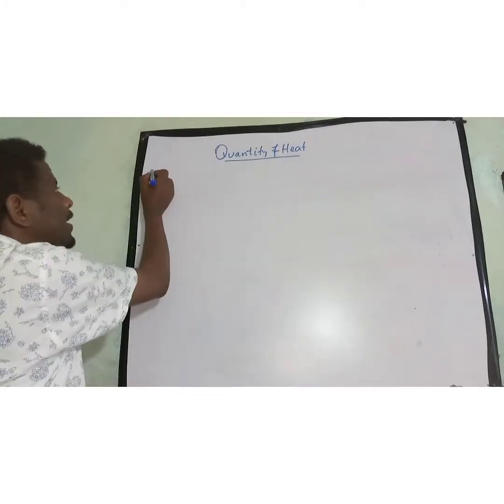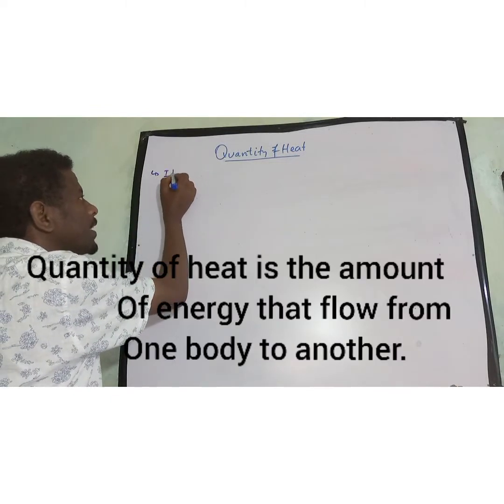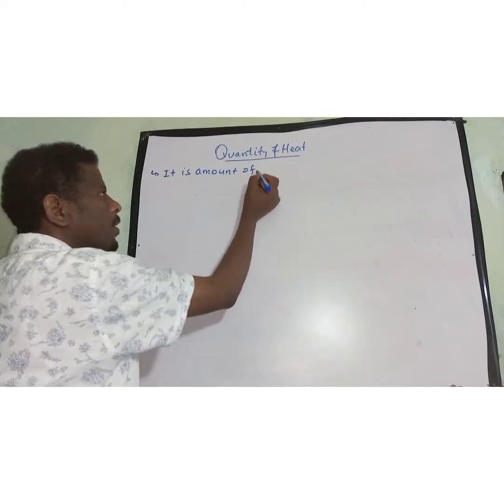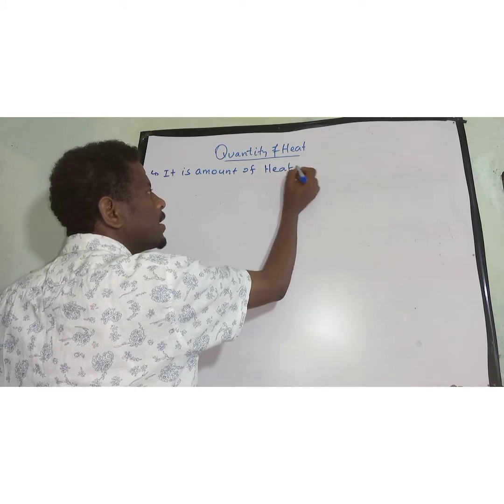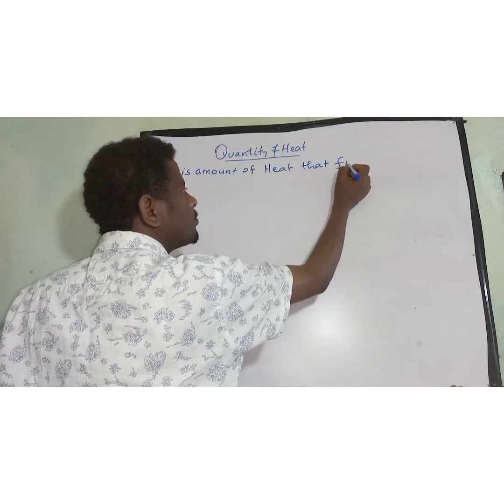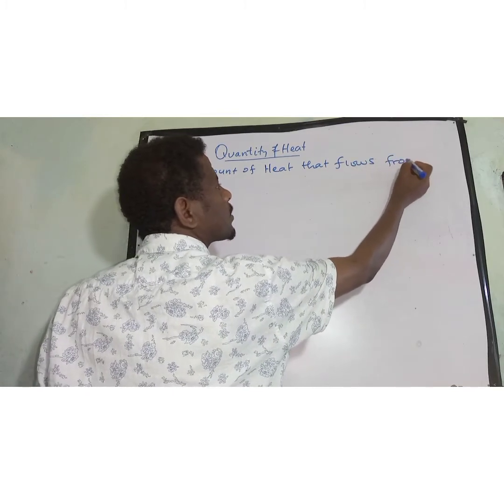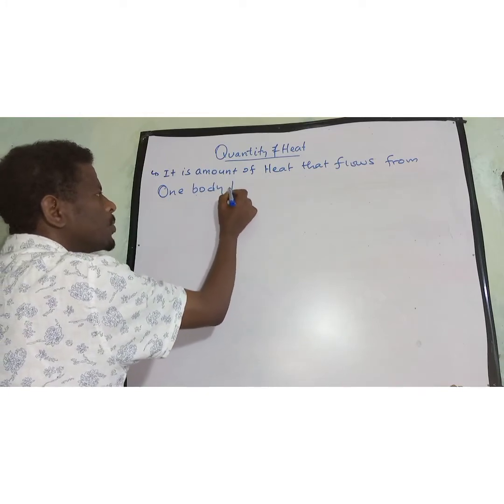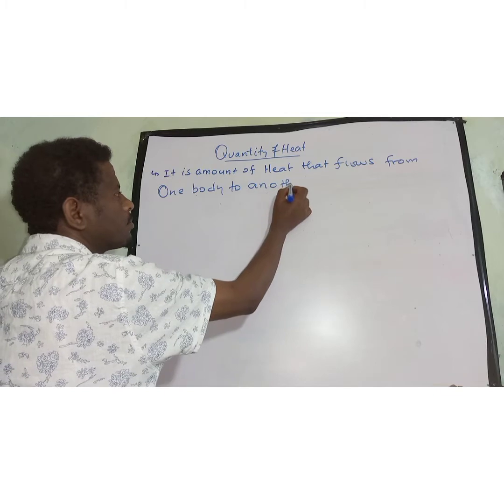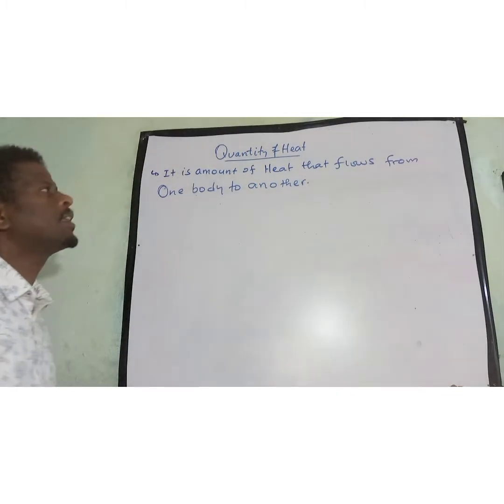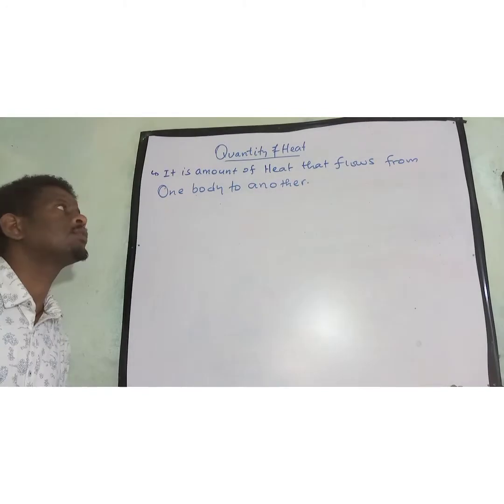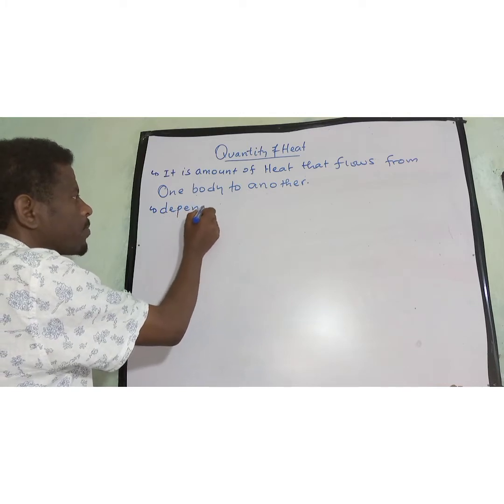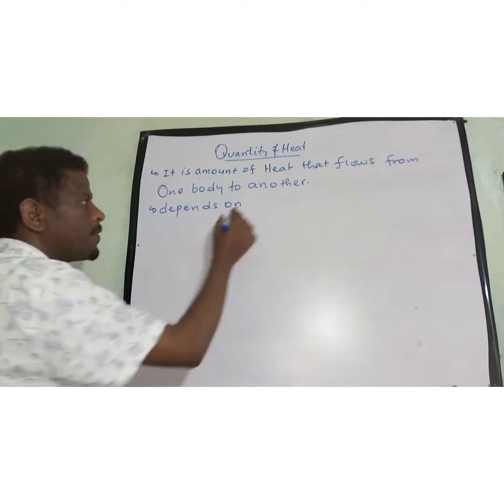So quantity of heat is the amount of heat that flows from one body to another. And the quantity of heat depends on three factors.